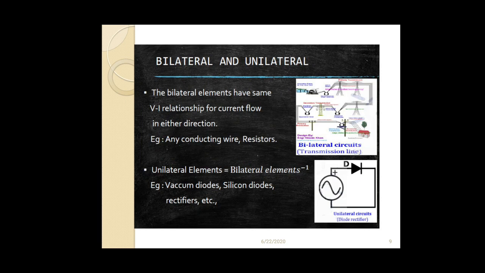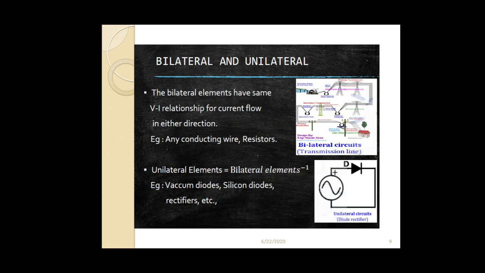For example, any conducting wires and resistors are the best example of the bilateral elements. So once again, what is the bilateral networks? Those whose behavior is same irrespective of the direction of the current. In other words, bilateral elements have the same VI relationship for current flow in either direction. VI means the voltage and current relationship between the circuit.